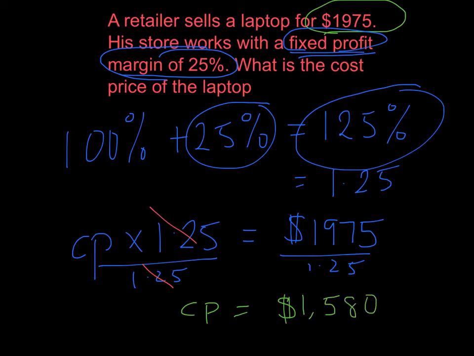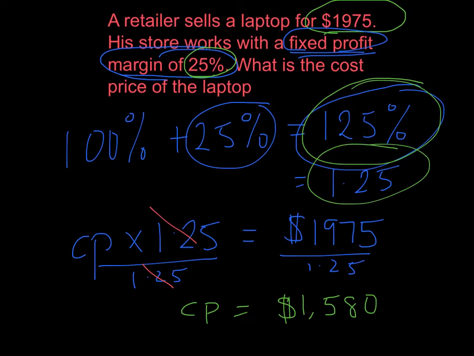$1,580. It's always good with these ones to go back and check your answer. So I've got 1,580 in my calculator. We know we're working with a fixed profit margin of 25%. So that's going to be multiplying by 125% or times by 1.25. Times it by 1.25, I get back to the original answer of 1,975. Just be careful with these ones where you are working backwards from the selling price back to the cost price.